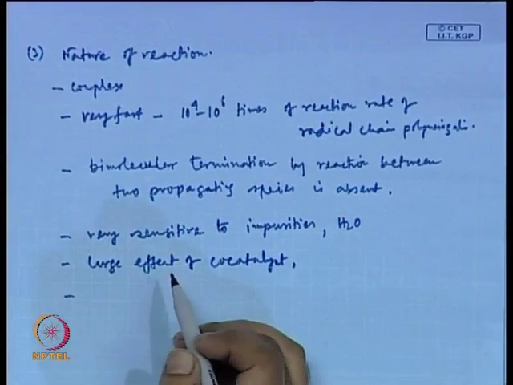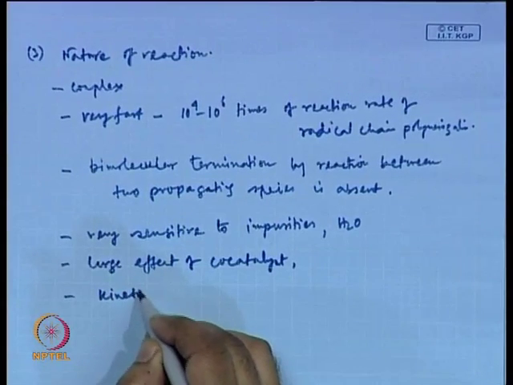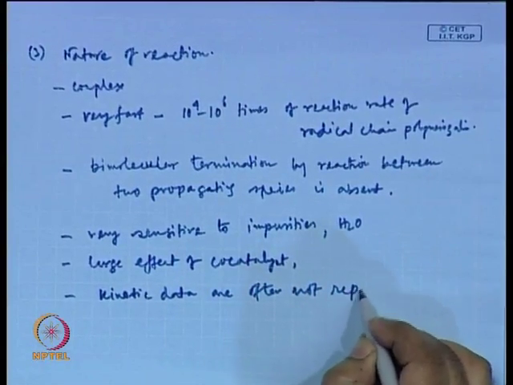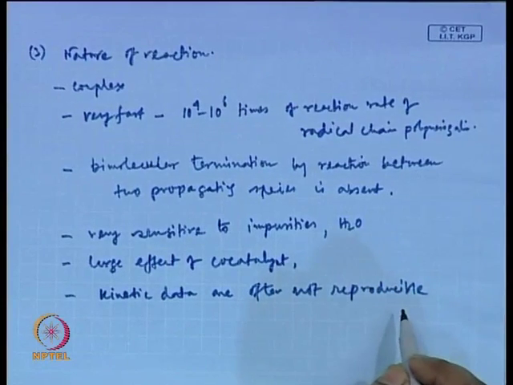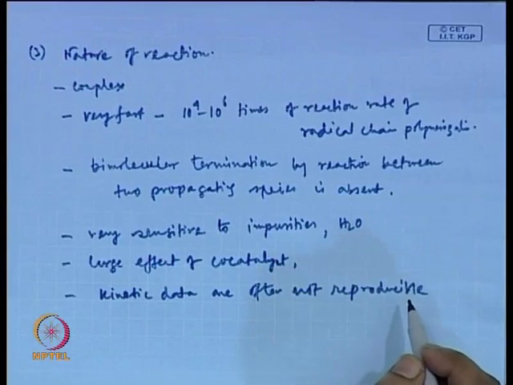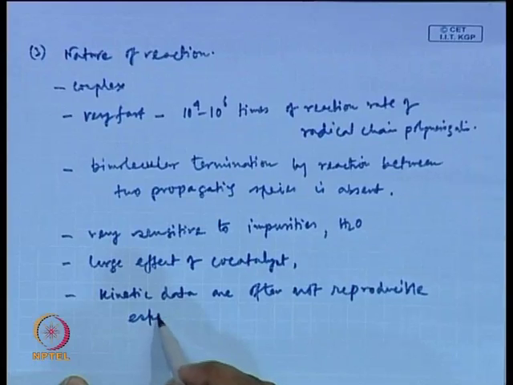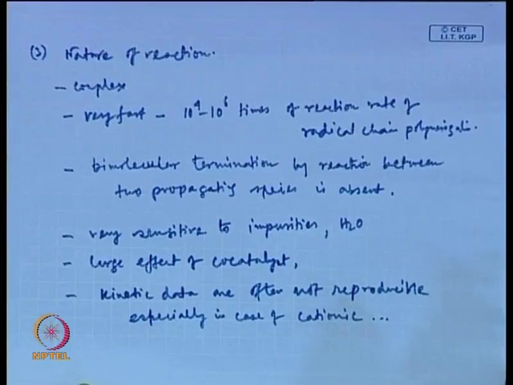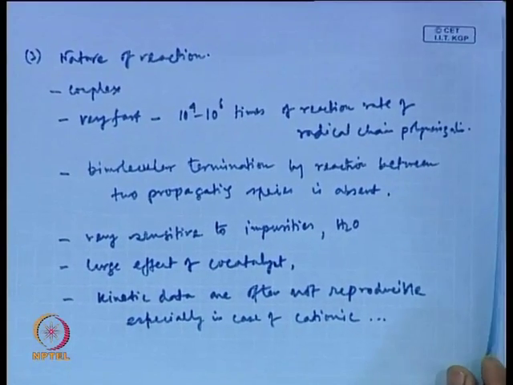And as the reaction is very fast and complex, the kinetic data are often not reproducible, especially in the case of cationic polymerization. The mechanism and kinetics of this ionic polymerization, especially the cationic chain polymerization, is still not completely understood, and research is still underway to understand it, because as I said these reactions are very fast and not reproducible.